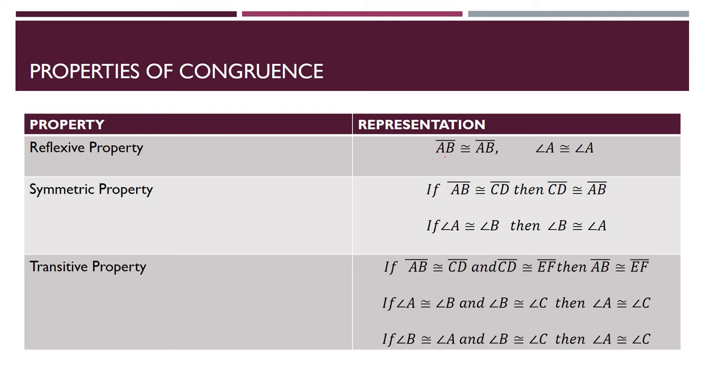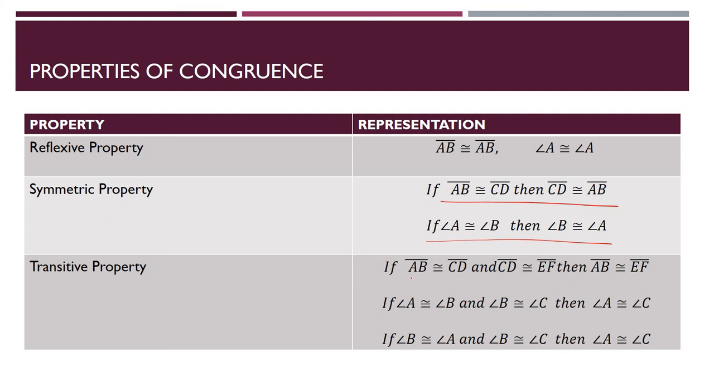The reflexive property says that if AB is congruent to AB, in other words, it equals itself, or angle A is congruent to angle A, it equals itself. Symmetric, same as our symmetric property of equality. If AB is congruent to CD, then CD is congruent to AB. And the same thing with angles. You notice we're doing line segments and angles both.